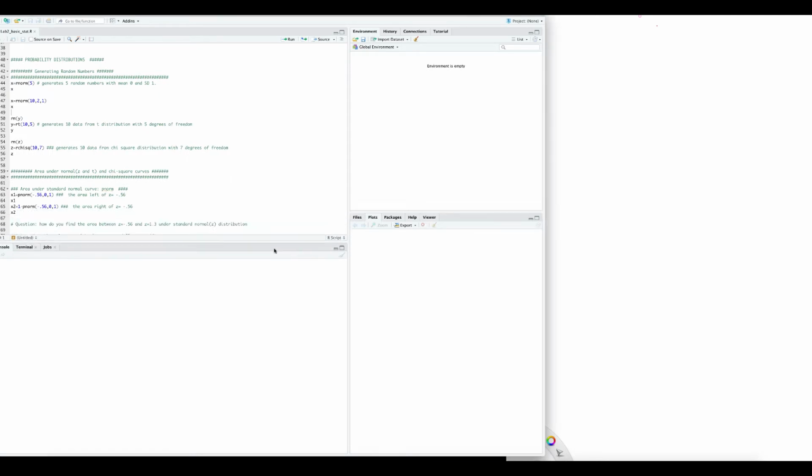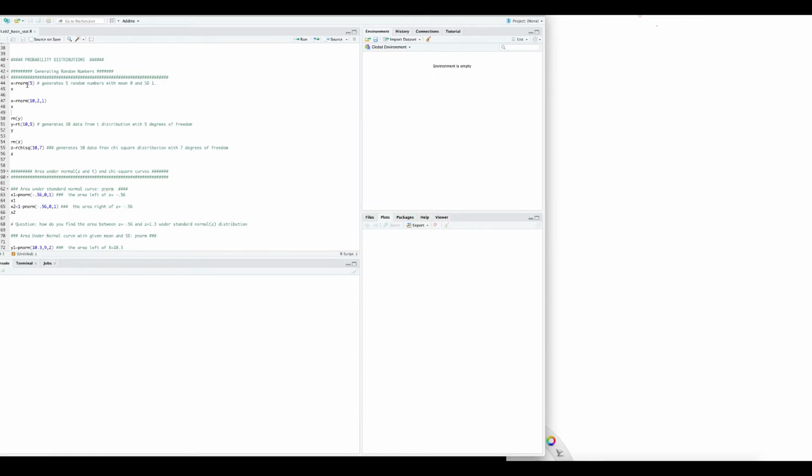I think we did this already, but let me do it again. How do we generate random numbers from different distributions? Random numbers from the normal distribution, from the t distribution, from the chi-square distribution, and so on. So this is what you do. rnorm means random numbers from the normal distribution. Here it says 5 random numbers. If you enter a number here, that is how many random numbers you want to generate from a normal distribution. But it picks a default value of mean 0 and standard deviation 1.